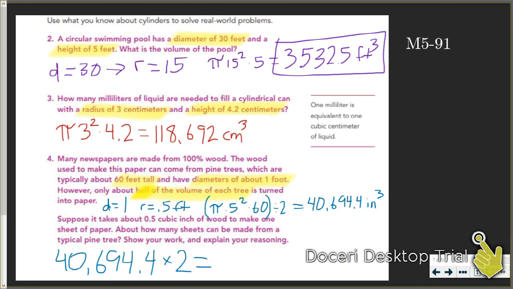we get 81,389 approximately sheets of paper. So that is really our final answer. So we did all that work to get our sheets of paper, which was just over 81,000 sheets of paper from one tree.